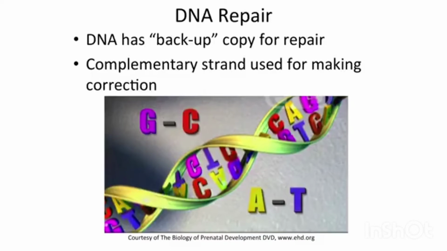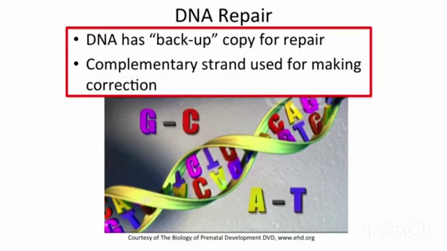The double-stranded structure of DNA, which lends itself to the repair process, simply uses the complementary strand for making the correction. It's not the same base, but it's the complementary base. So, as discovered when the structure was identified for DNA, you can read one strand's sequence by looking at the other strand. They're not the same, but they're complementary.